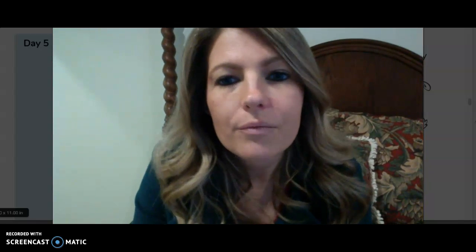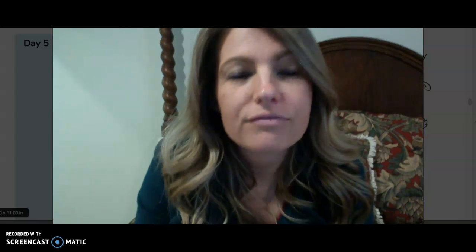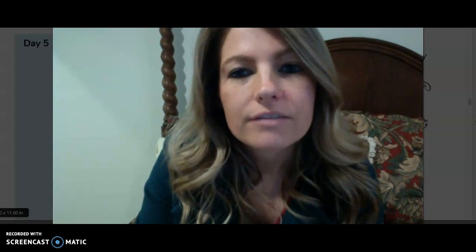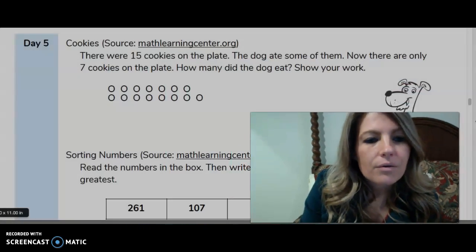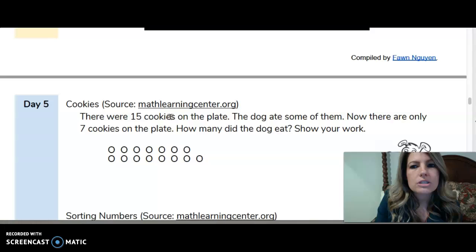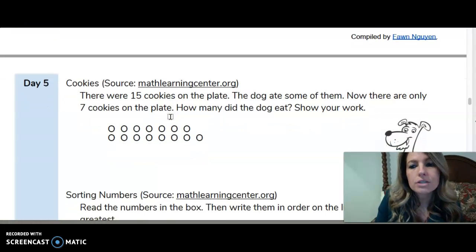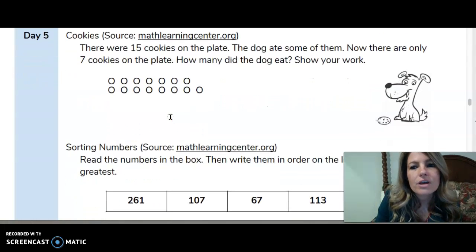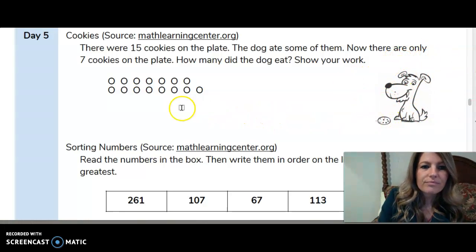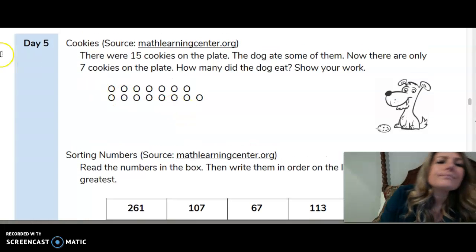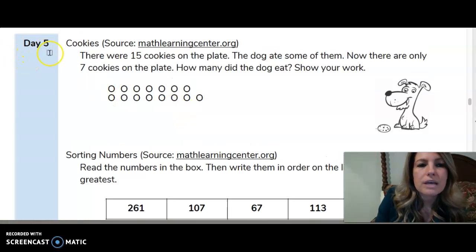It's a Friday, and we are going to dive into our math for today. Get out your packets, find the math section of your learning packet. We are going to turn to week 2, day 5. It says day 5 up in the corner. You see the dog in the upper right-hand corner. And let's get started.